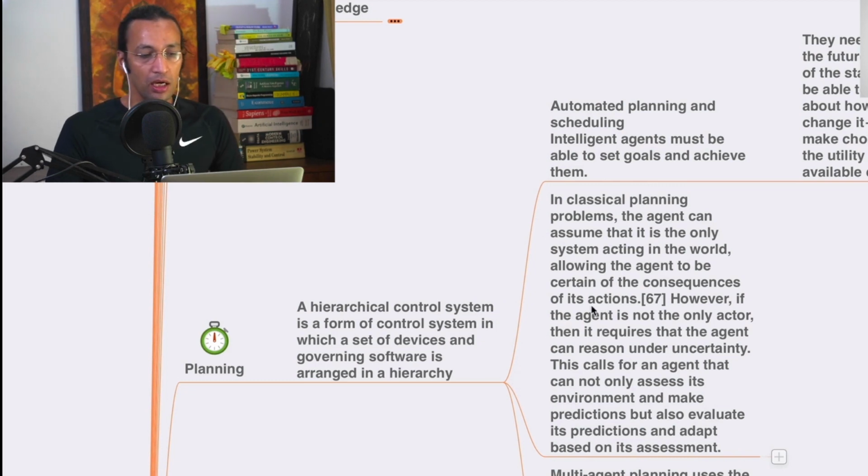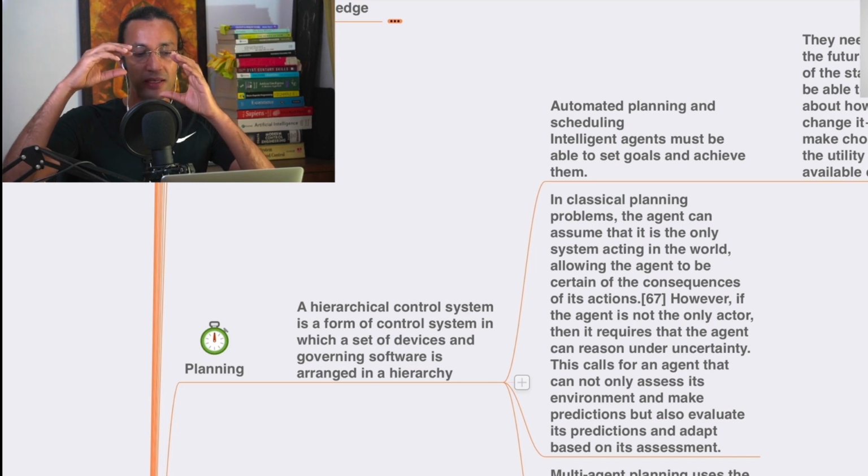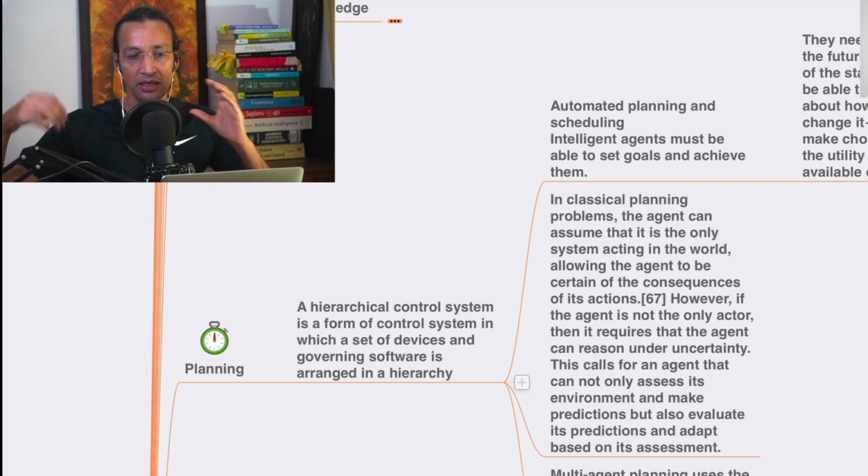Like hierarchically, a control system is a form of control system in which a set of devices and governing software is arranged in a hierarchy. Like a set of software, the devices and software are arranged in a hierarchy. Okay, that's planning in AI.